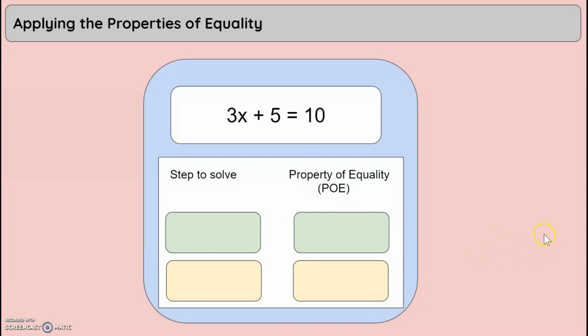This example is going to show how to apply the properties of equality when solving an equation. So given the equation 3x + 5 = 10, you would first isolate the variable by subtracting 5 from both sides. If we are going to subtract 5 from both sides, that means that we are using the subtraction property of equality, which I am going to abbreviate with POE.